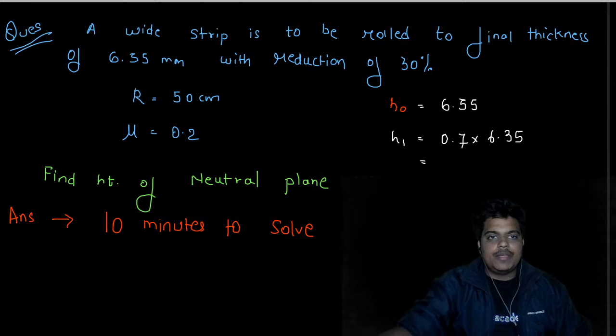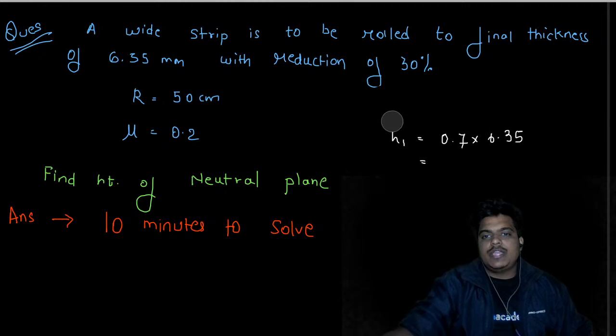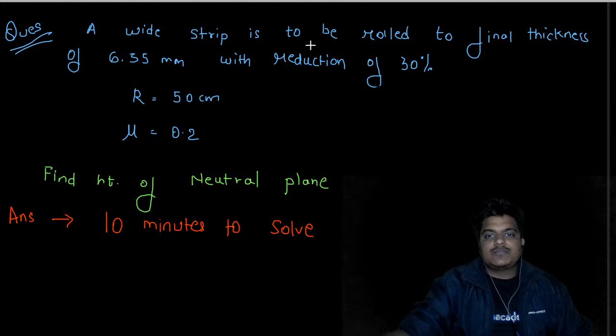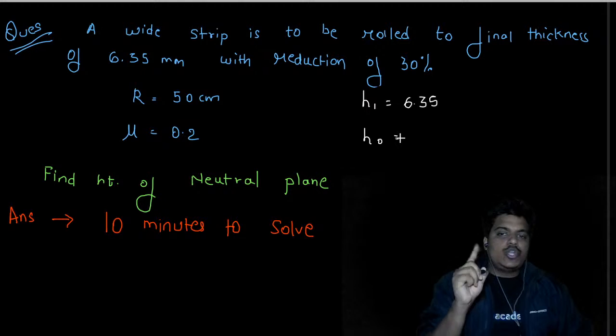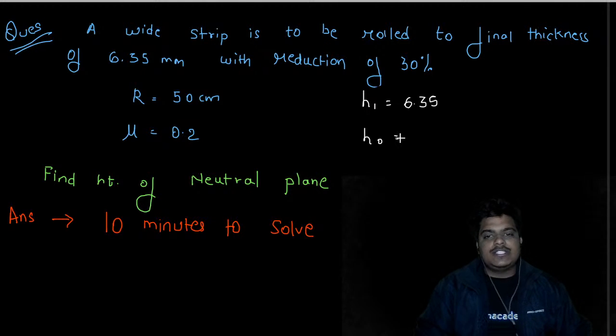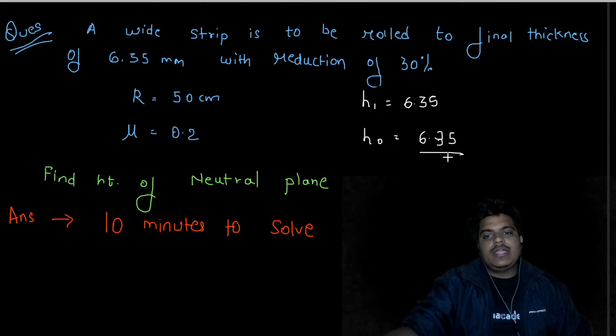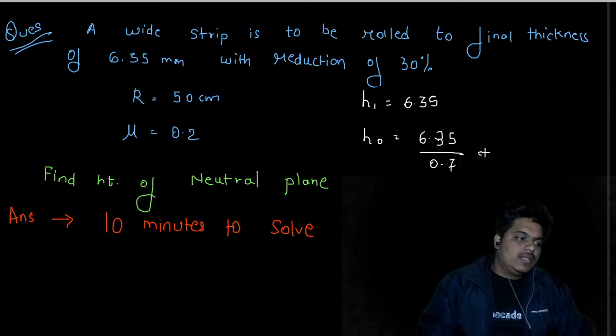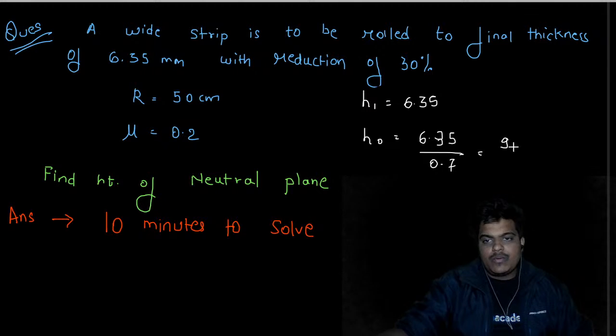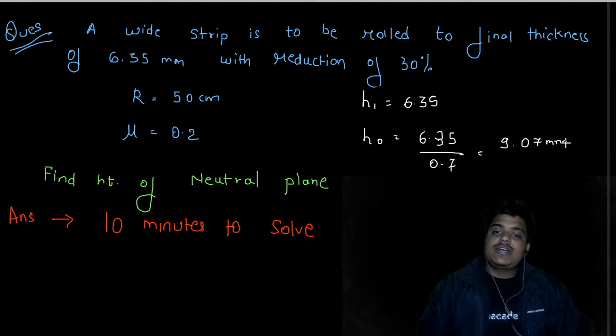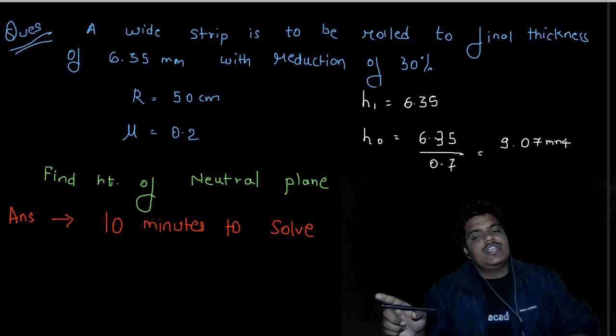No no no no, galat ho gaya na yahan pe. Dekho final thickness di hui hai 6.35, the final thickness is given as 6.35, that is h1 is given as 6.35. h naught is what? Dekho 0.7 into h naught is equal to 6.35, that is 30% reduction in h naught. So can you say h naught is equal to 6.35 divided by 0.7? Yes, you can do that. This will be equal to 9.07 mm. This is the value of initial height. So from initial height of 9.07 it is reduced to 6.35.